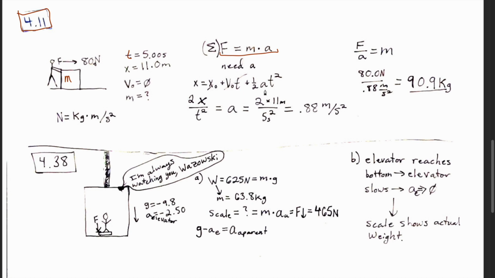So we use all of this equation, cross out what will lead us to 0, of course, and then rearrange it. So we have 2 times x over t squared equals acceleration, which is 0.88 meters per second squared. Now we rearrange this equation over here, and you'll find that the mass, after plugging in the numbers, is 90.9 kilograms.